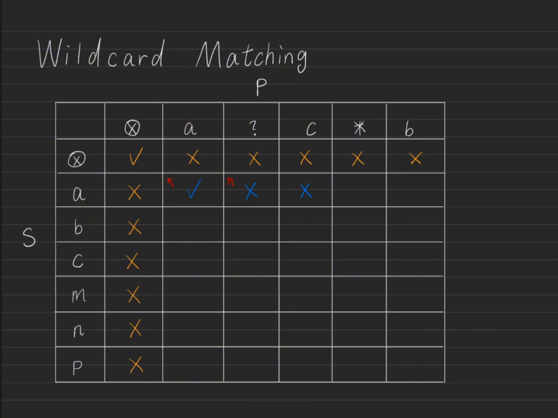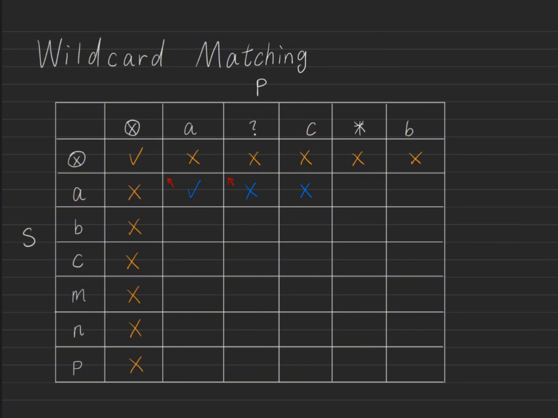Moving on to the next cell, question mark should have matched the character A because question mark matches any single character. However, if we look at the previous result, the empty string S does not match the pattern A, and that's why the new sequence will still be false. Then in the next cell, C does not match A, so immediately we know that this is false.